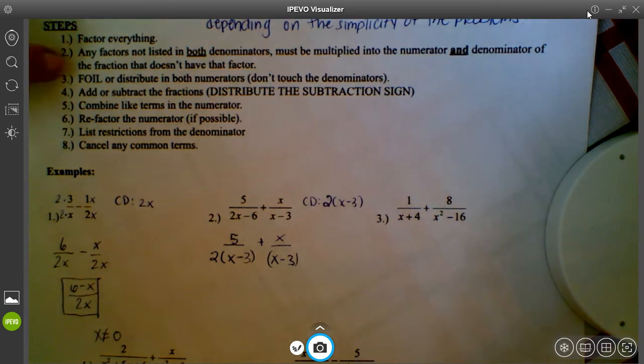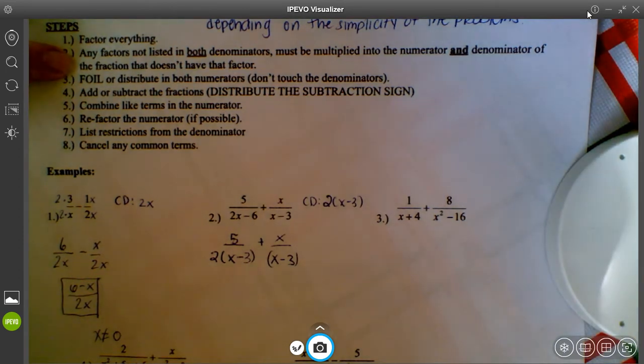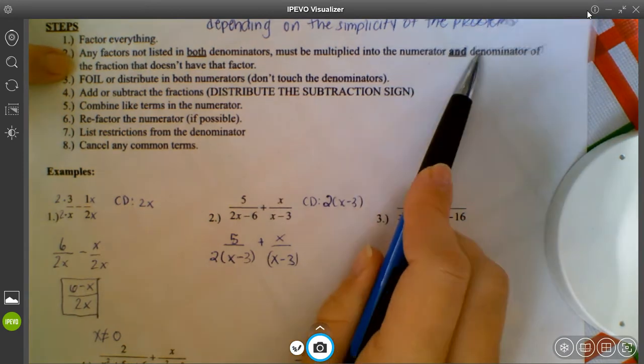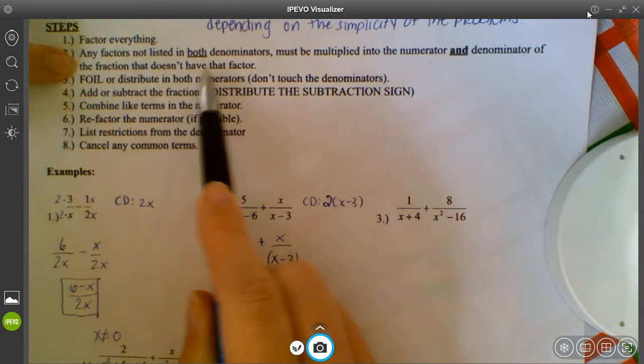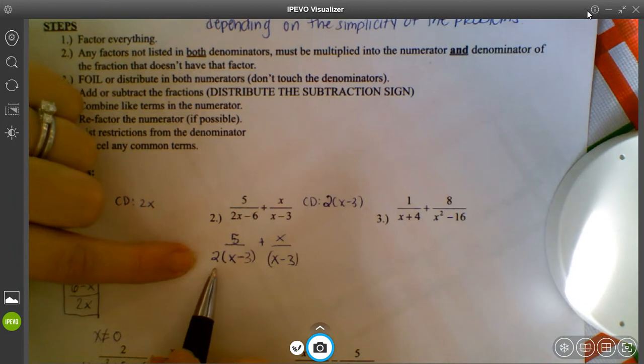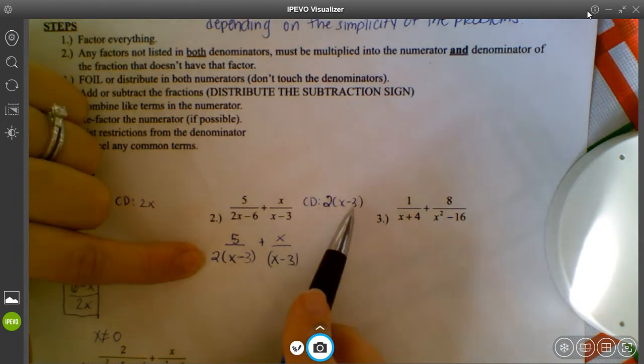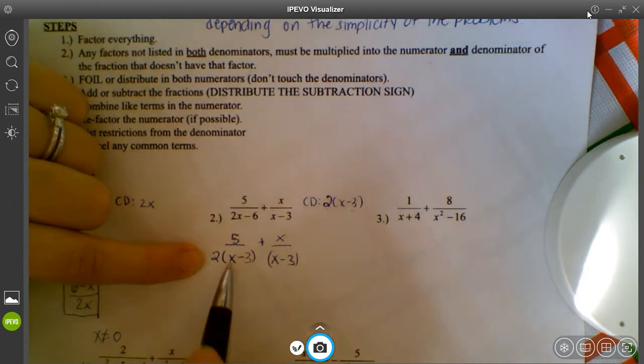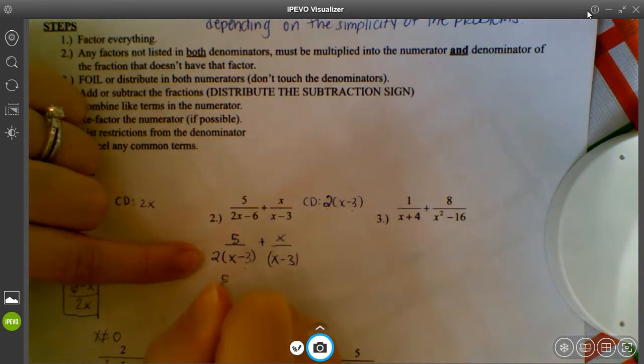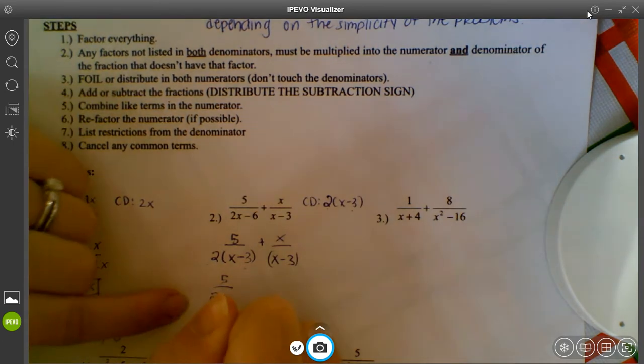So that's where step 2 comes in. Any factor not listed in both denominators must be multiplied into the numerator and denominator of that fraction that doesn't have that factor. So this one, does it have both factors I need? 2 and x minus 3. It does. So I don't have to do any of the multiplying here.